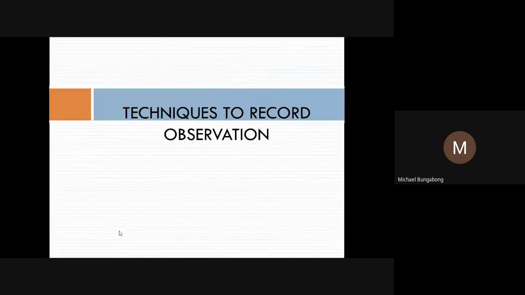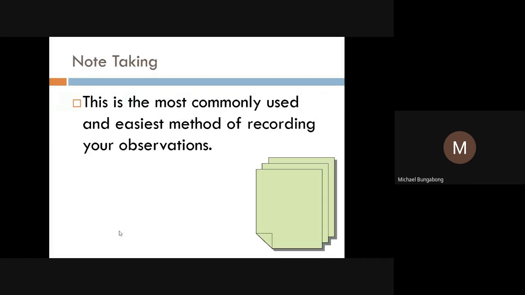And I'll give you the techniques to record an observation. First, we have note taking. So, note taking is the most commonly used and easiest method of recording your observation. But of course, you can put it anywhere, like if you wanted to put it in your cell phone or any devices, that's fine. And eventually, after you have your draft, then you can finalize your work.